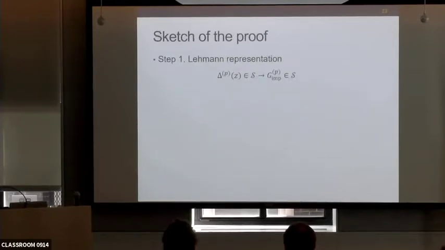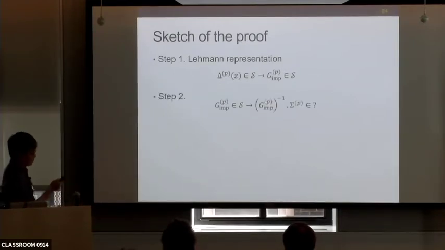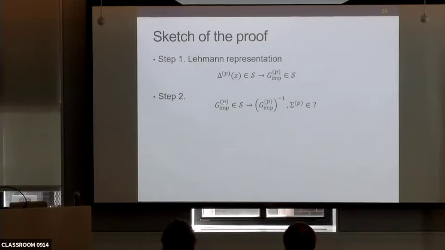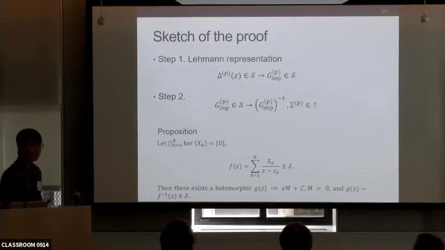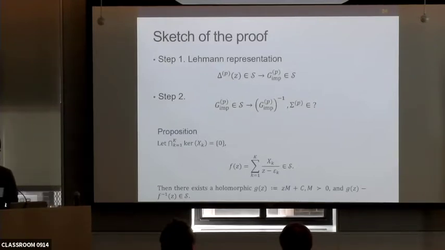So there are 3 steps, roughly. The first step is Lehmann. When you have the delta, the hybridization is in this class, you want to show that the G is in this class. And the second step is that when you have G in this class, what is the class for sigma? Usually what I found in the literature, this is also considered to be a trivial step, saying that because sigma must be causal. Usually that's just a sentence.